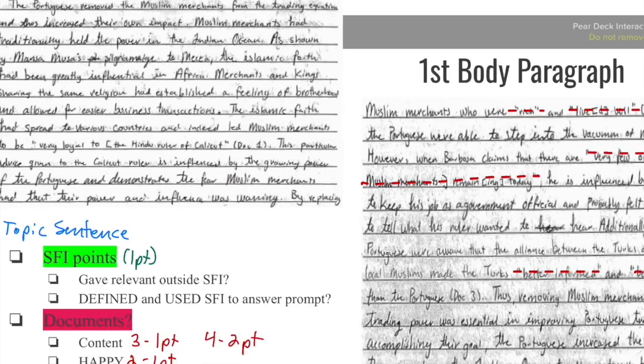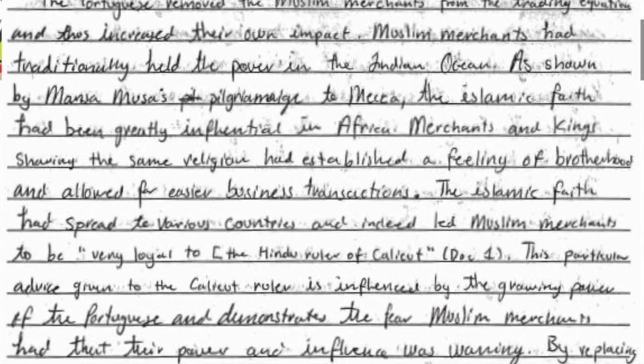The Portuguese removed the Muslim merchants from the trading equation and thus increased their own impact. That is our topic sentence. Notice how it hasn't used any documents yet. You don't just go bam straight into using documents as evidence. First, you have to set the stage. What is this paragraph going to be about? It's going to be about the Portuguese taking the monopoly from the Muslim merchants.